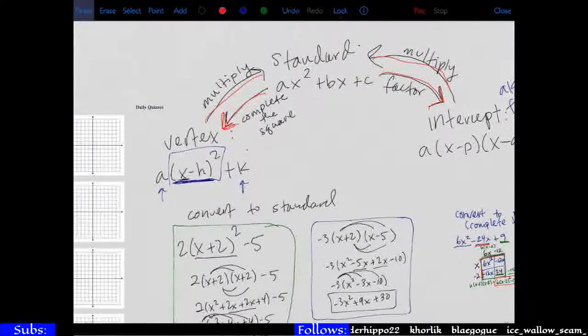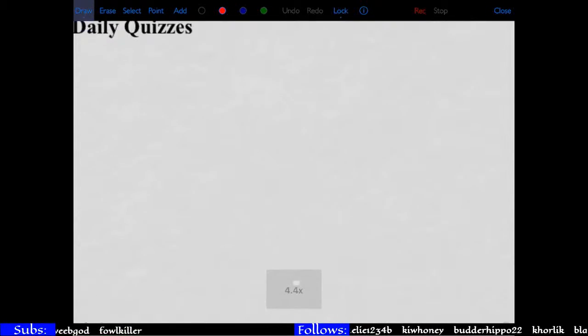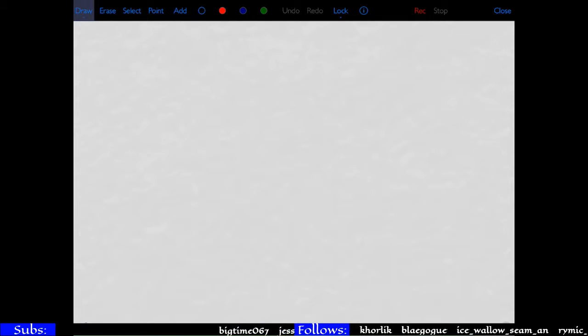All right, now moving on to solving. We've learned two different ways to solve so far. We will learn the third next time. The two we have learned to solve so far are solving from intercept or factored form and solving from vertex form. So let's draw out an equation here in intercept form.